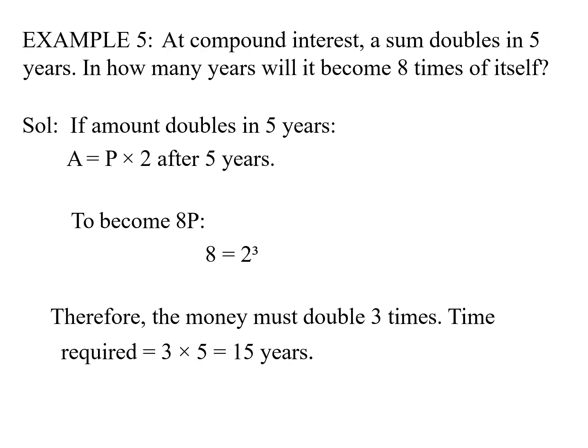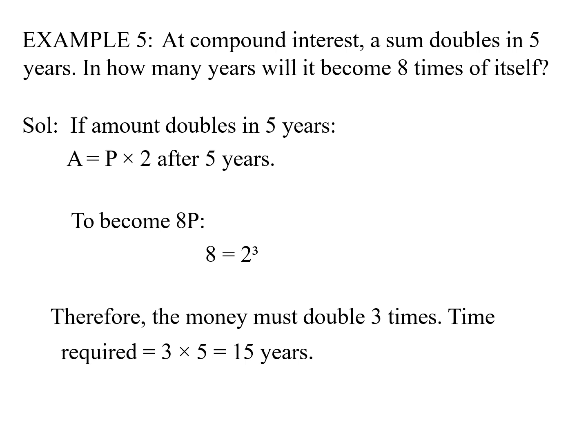Now let's see example 5. Here the question is, at compound interest, a sum doubles in 5 years. In how many years will it become 8 times of itself? Just understand in simple terms, if your money doubles in 5 years with compound interest, then how much time will it take for the same money to become 8 times bigger? Just look into the solution.